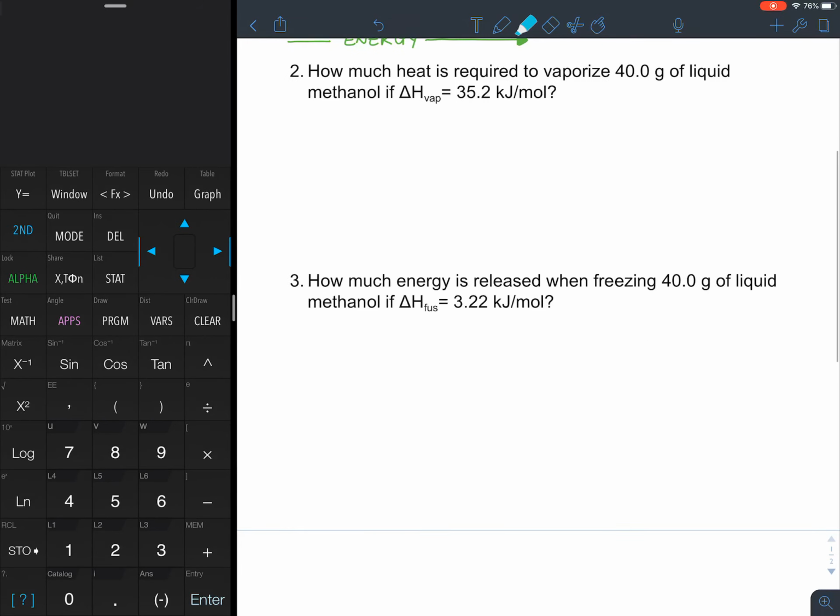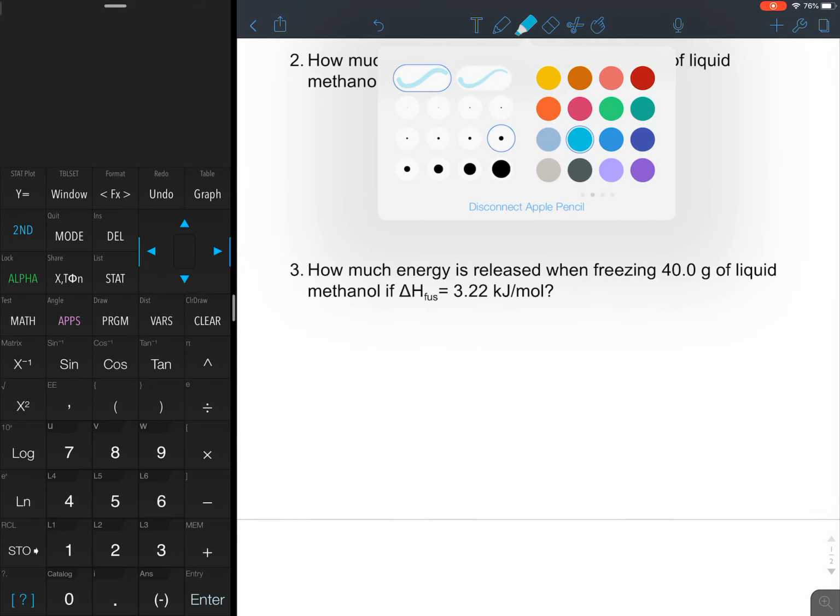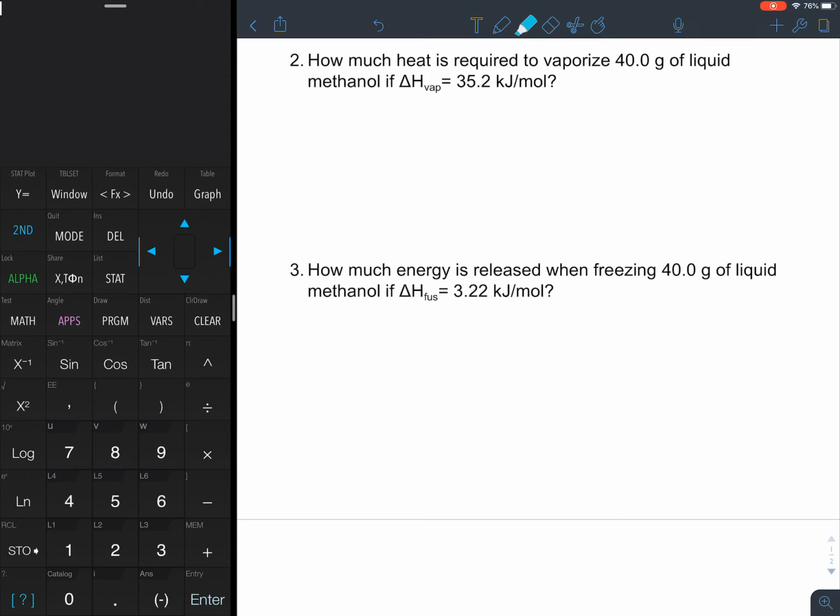So in number 2, it says how much heat is required. So we want to know the heat that's required. How much heat is required to vaporize? That tells us that we're going to use the heat of vaporization, which we are given, so we don't have to do anything else with that. We do need to go from grams into moles, so we do need to know our molar mass. Let's do that first.